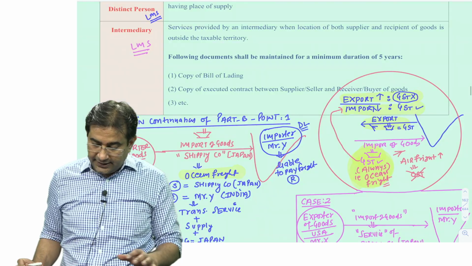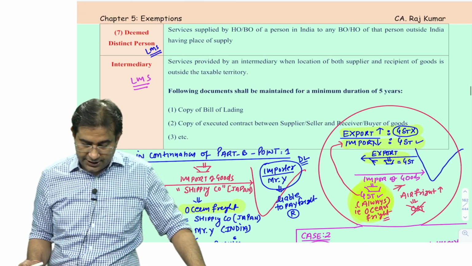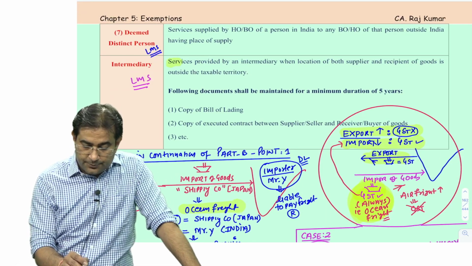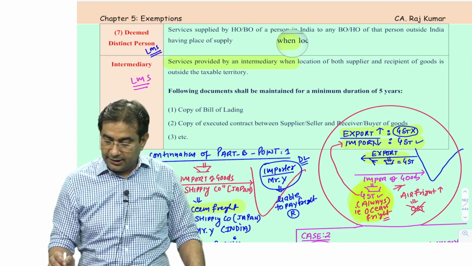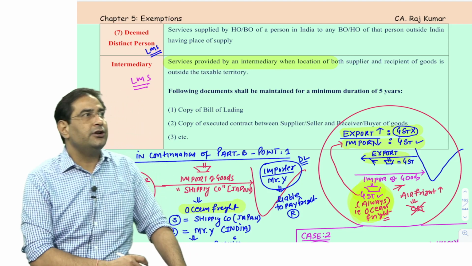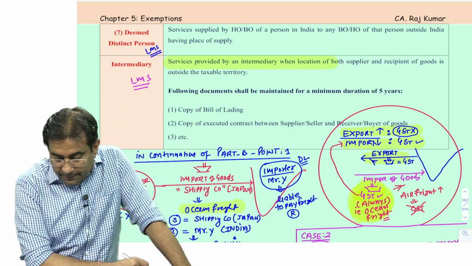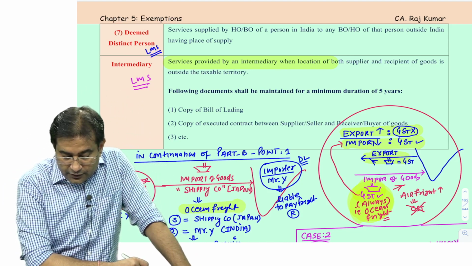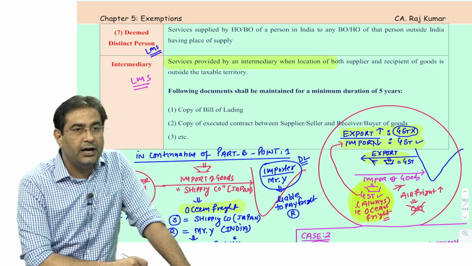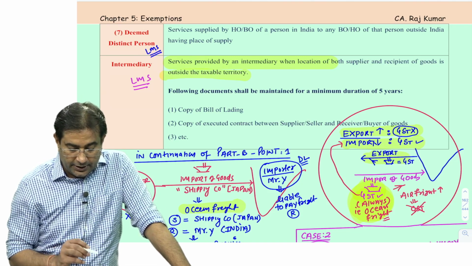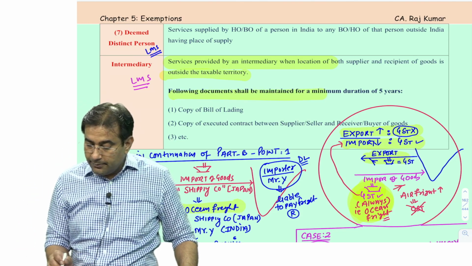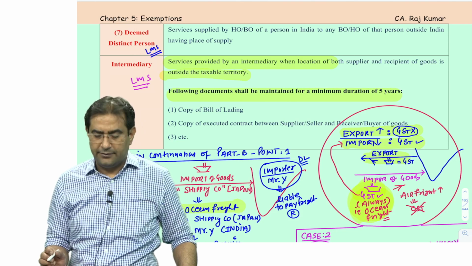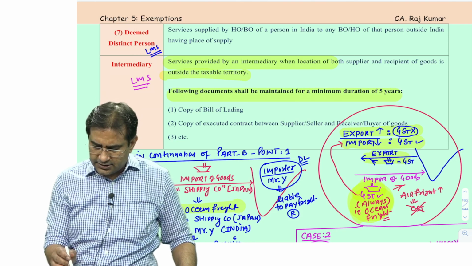This was the final scenario in this particular situation. Intermediary. Services provided by an intermediary when location of both supplier and recipient of goods is outside the taxable territory. Okay. The following documents shall be maintained for a minimum duration of 5 years. These are some of the specified conditions, no issue.